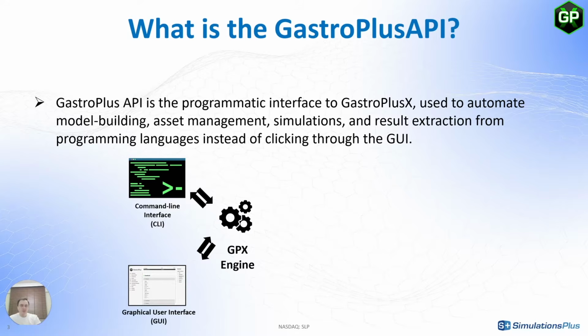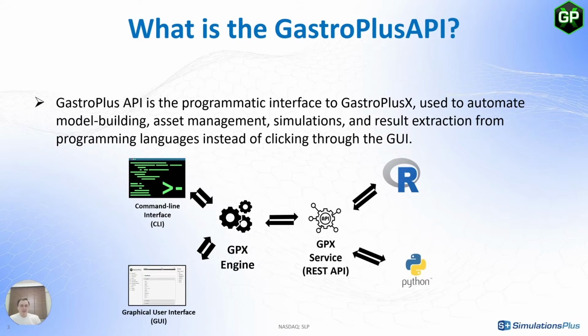So when you open a project, when you do a calculation in the graphical user interface, basically you're sending a request to the engine, it processes your request, and then it will respond to you, and that's what you see in the graphical user interface. So what we want to do with the GastroPlus API is give you the connection to the GastroPlus engine through programming languages. This is happening through the REST API, which is the intermediate layer between the GPX engine and the programming languages. For the first release, we have provided two wrapper packages for R and Python.